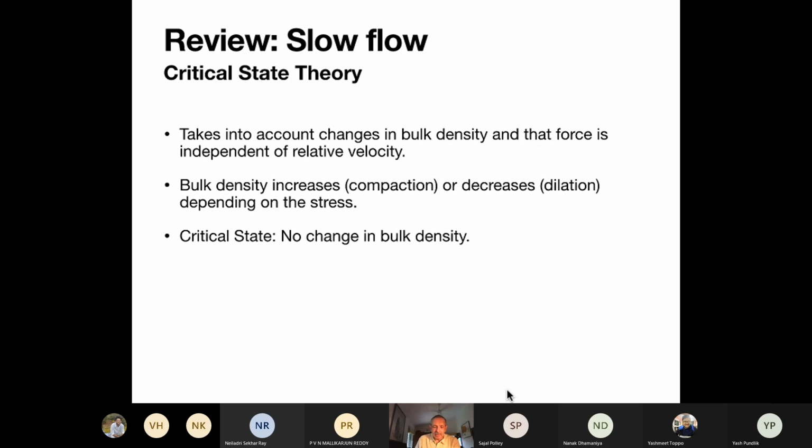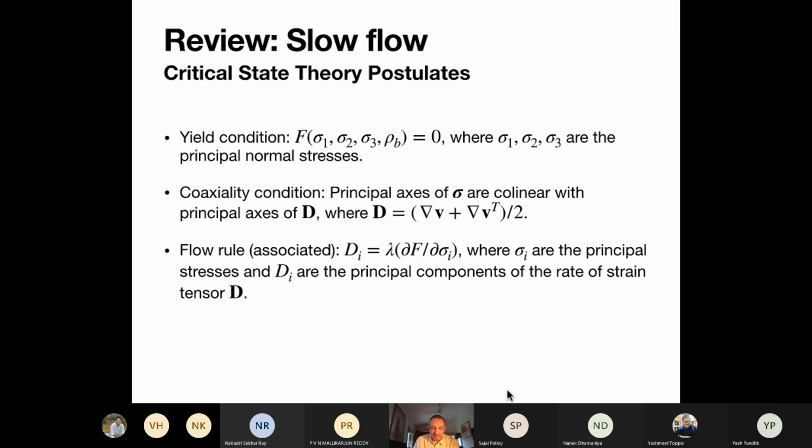And we saw also that the theory is such that you may have compaction or dilation depending on the stress, and at the critical state there is no change in bulk density. In fact, we also saw that when you are at the critical state, you satisfy the Mohr-Coulomb condition. So in a sense, the critical state theory reduces to the Mohr-Coulomb theory when you are at the critical state. And in the last class, we did one example.